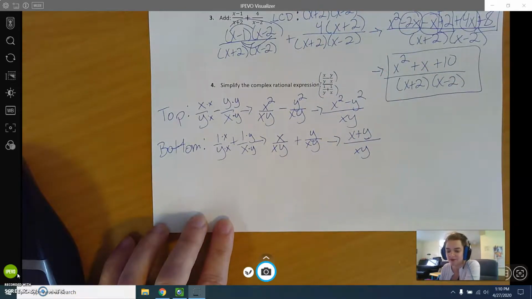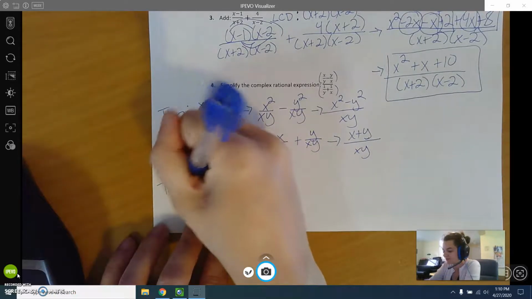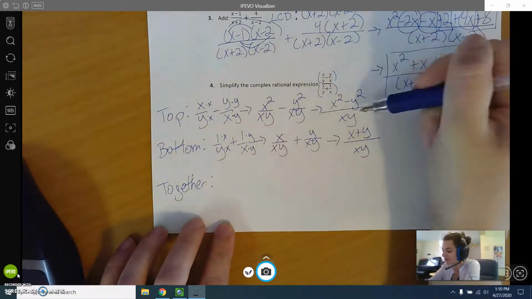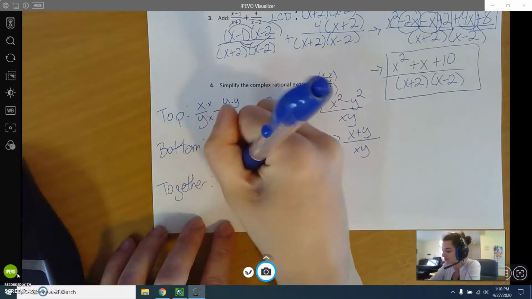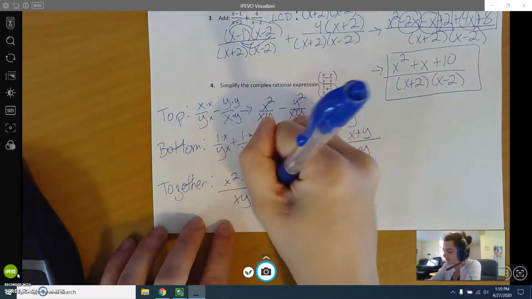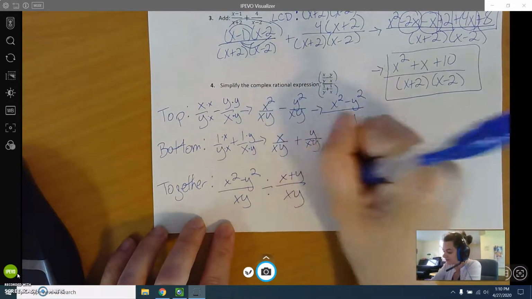Alright, we've done the top part. We've done the bottom part. We're ready to put them together. Putting them together, you're going to do that big division. So we're going to do the top part, which is x squared minus y squared over xy, divided by the bottom part, which is x plus y over xy.